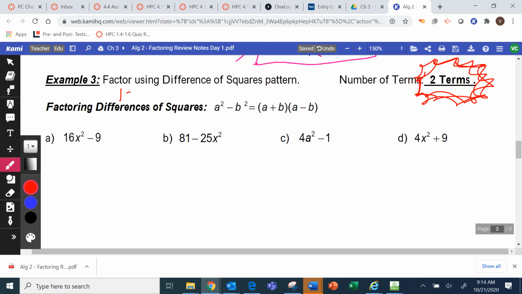First of all, GCF. We always want to check for GCF first. So we look here and we look at 16x squared minus 9. Is there a greatest common factor for 16x squared and a 9? No. So we don't have to do that. We just had to check for it.